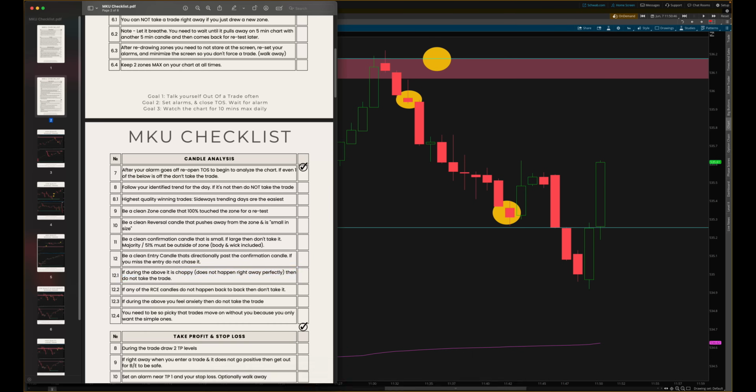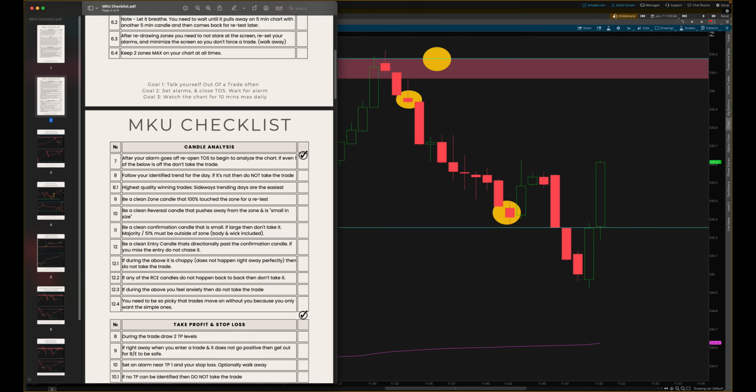Next piece, 12.2, more of an information. If any of the RCE, so it's zone reversal confirmation entry, so RCE is reversal confirmation entry specifically, candles do not happen back to back, as mentioned, don't take them at all. You need to be as picky and as diligent and disciplined as possible.